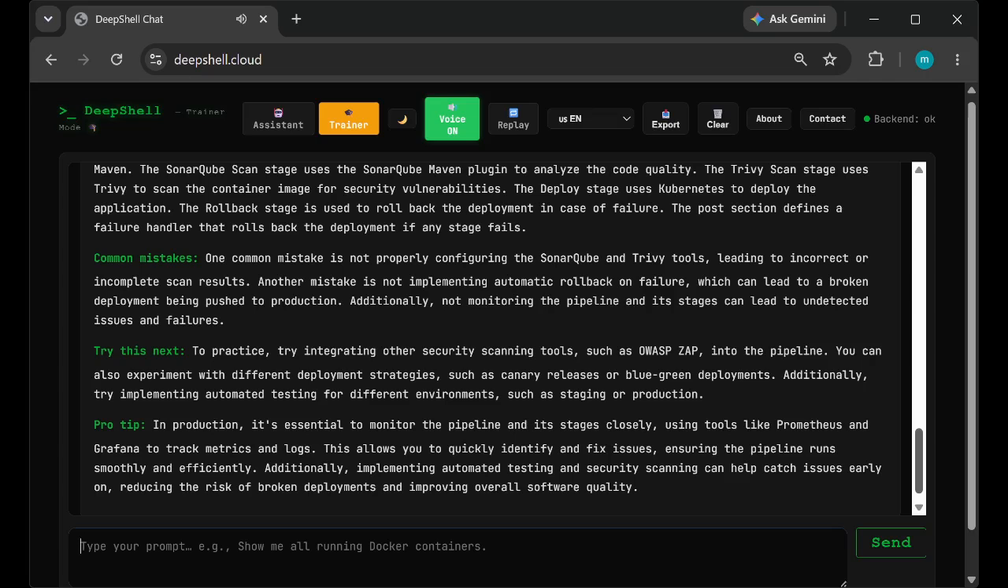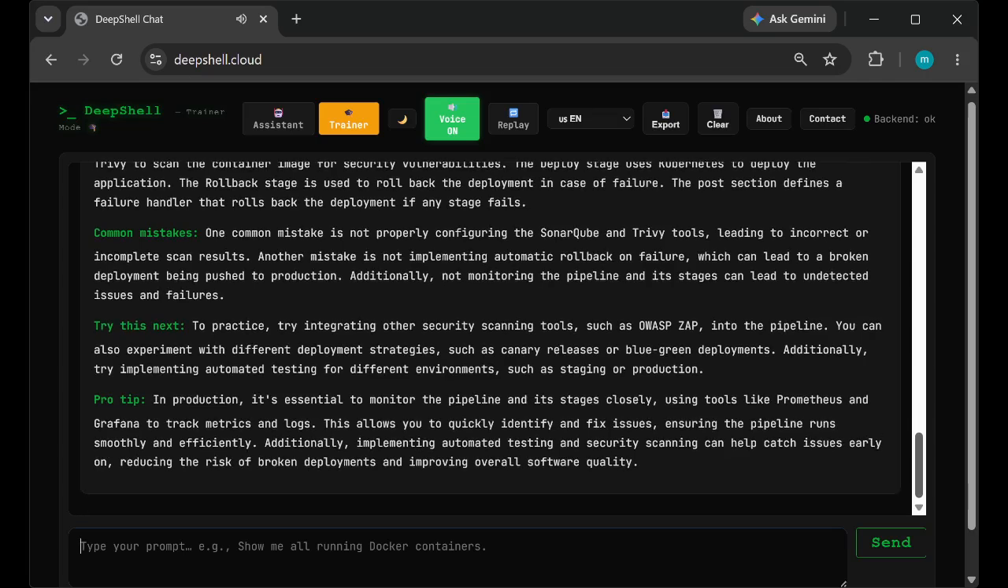Try this next. To practice, try integrating other security scanning tools, such as OWASP-ZAP, into the pipeline. You can also experiment with different deployment strategies, such as canary releases or blue-green deployments. Additionally, try implementing automated testing for different environments, such as staging or production.